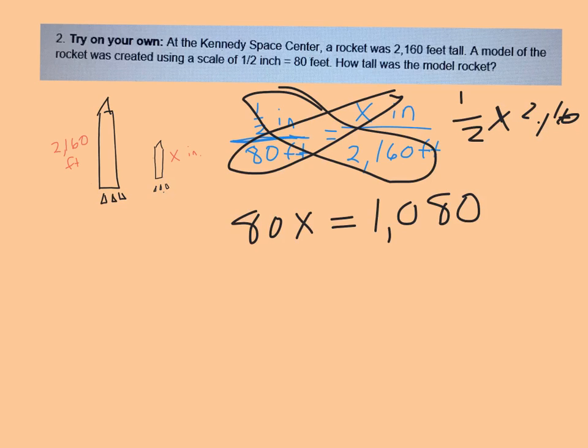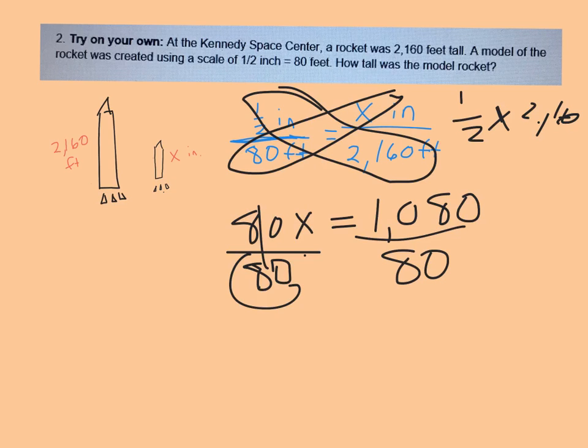So let's solve for x. I want to get x all alone, so I'm going to turn 80 into the number 1. 80 divided by 80 makes it 1. So whatever I do to this side, I have to do to this side. So I'm going to divide by 80. So this becomes 1. So x equals 1,080 divided by 80, which is 13.5. I just did that on my calculator.